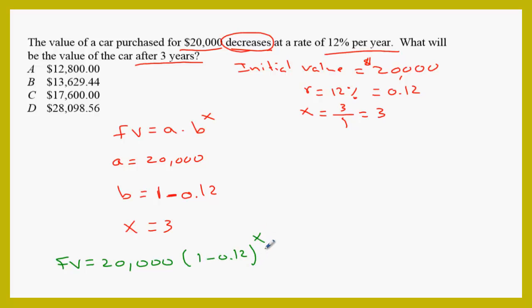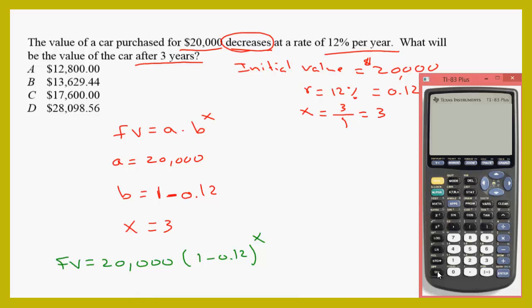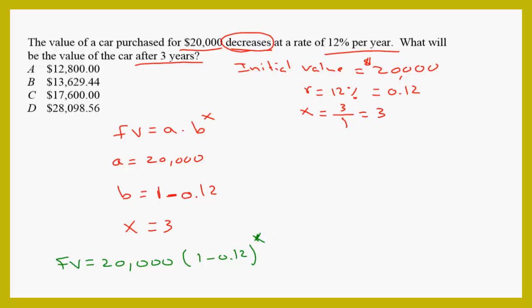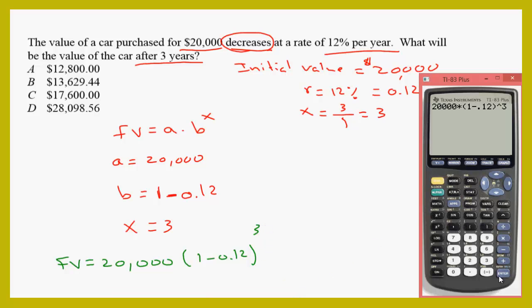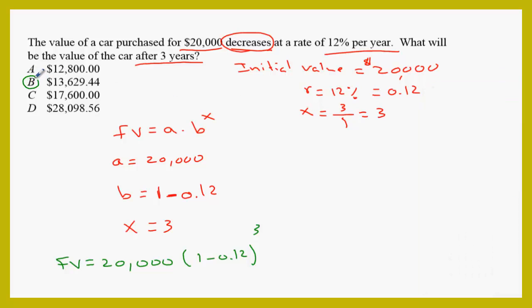Calculator: 20,000 times 1 minus 0.12, to the power of, I'm sorry, x in this case is 3, to the power of 3 equals 13,629.44, and that is choice B.